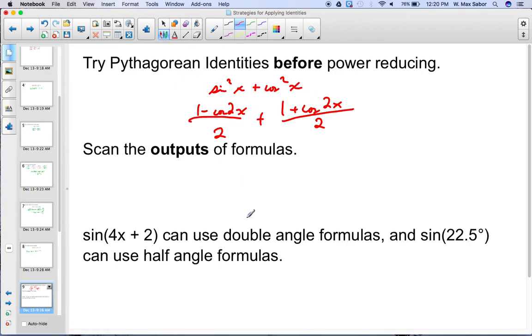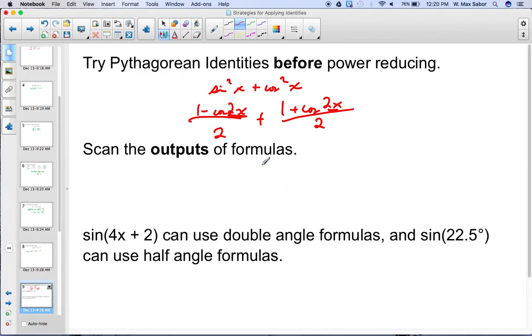Pythagorean identities are certainly much easier. And also, if you're not looking to change the angle, Pythagorean identities are going to be better. So try Pythagorean identities earlier rather than later.